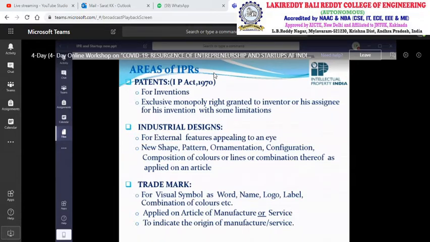Now comes industrial design. As I already discussed, it is for the external features which are appealing to the eye, that is the new shape, pattern, ornamentation or any configuration. So these all come under industrial design. Then trademark, as I also discussed, is a visual symbol as a word, a name, a logo, a label or a combination of colors. These all come under the trademark aspect of intellectual property.